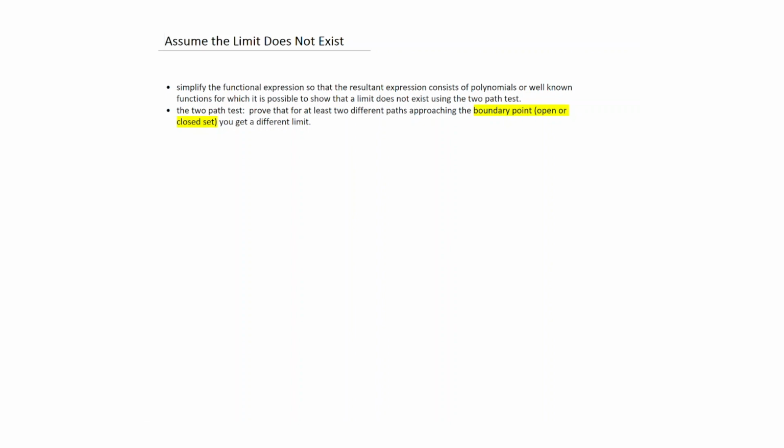All right, so again, just to recall the two-path test, what is it? Well, all we need to do is prove that for at least two different paths in the xy plane approaching the boundary point, open or closed set, you get a different limit. So you don't have to prove more, just pick any two to show that you get a different limit, in which case you know that the limit does not exist.